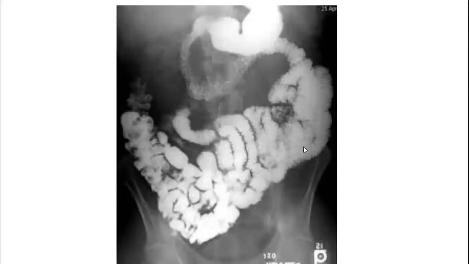So the left upper quadrant, there are bowel loops which are closely spaced folds, and as compared to these are the ileal loops, and these are the jejunal loops. So we should know how to differentiate the ileal loop from the jejunal loop. That is another point as far as the anatomy is concerned.